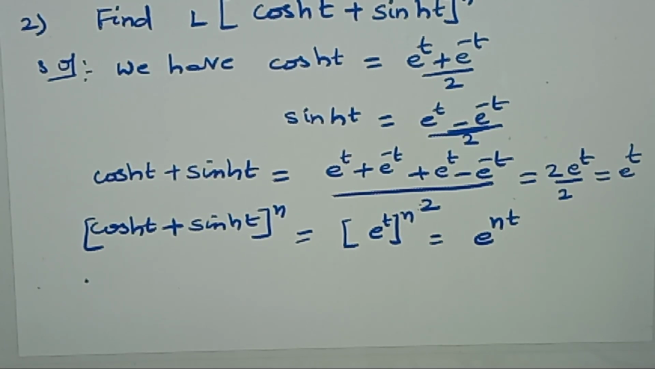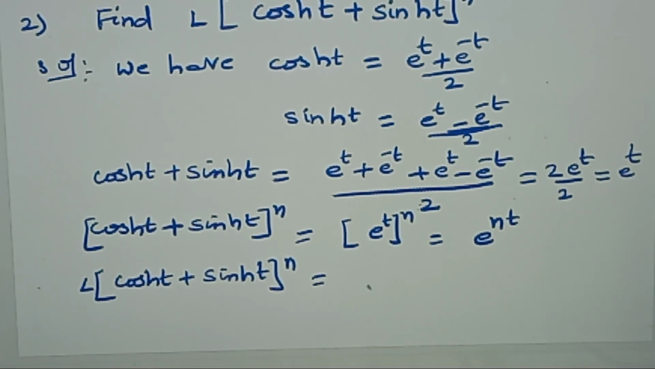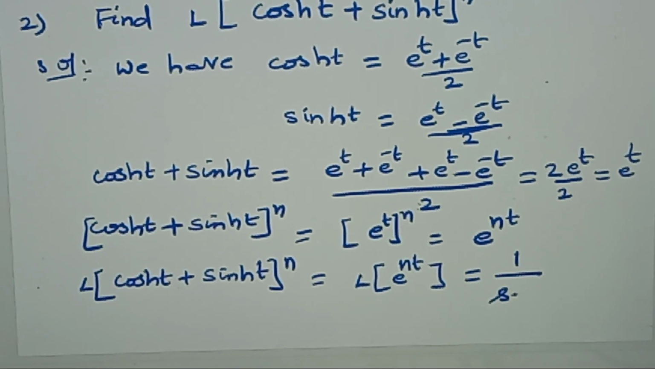Now you are going to take Laplace on both the sides. Laplace transform of (cos t + sin t) to the power n will be equal to what? Laplace transform of e to the power nt. What is Laplace transform of e to the power nt? It is nothing but 1 upon s minus n. Laplace transform of e raised to at is 1 by s minus a. In place of a you have n here. Therefore the answer will be 1 upon s minus n.